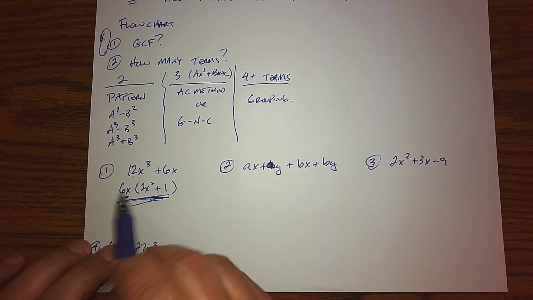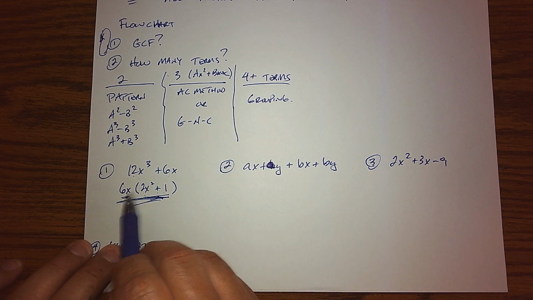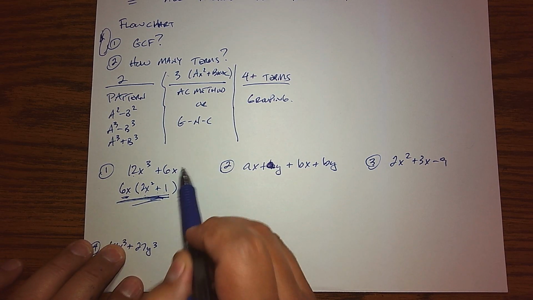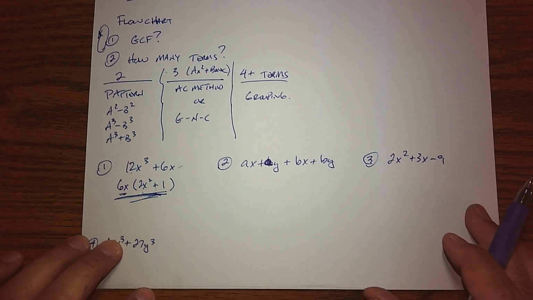And then of course what's the beauty about this is you can check your own work, right? Redistribute the 6x. If you get that back, you know you did it right. So we're basically reversing that.